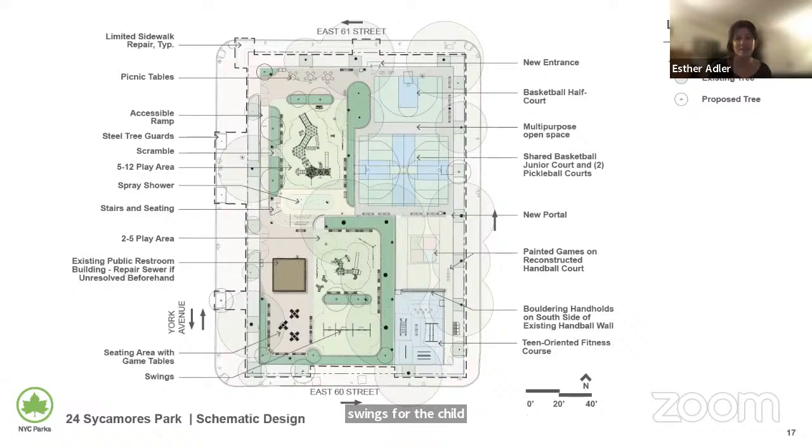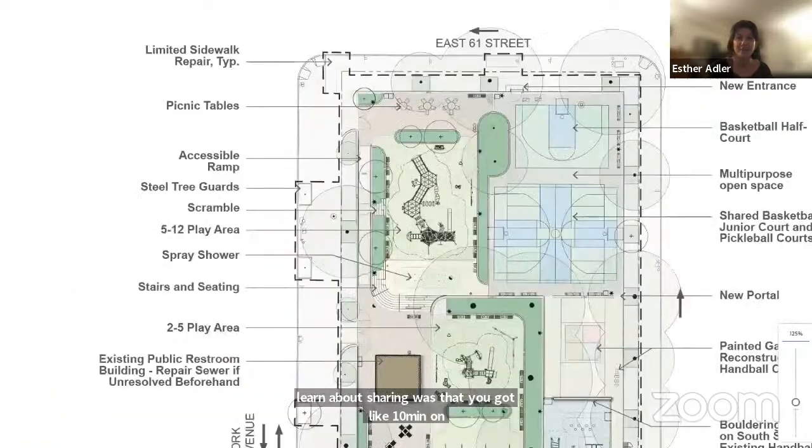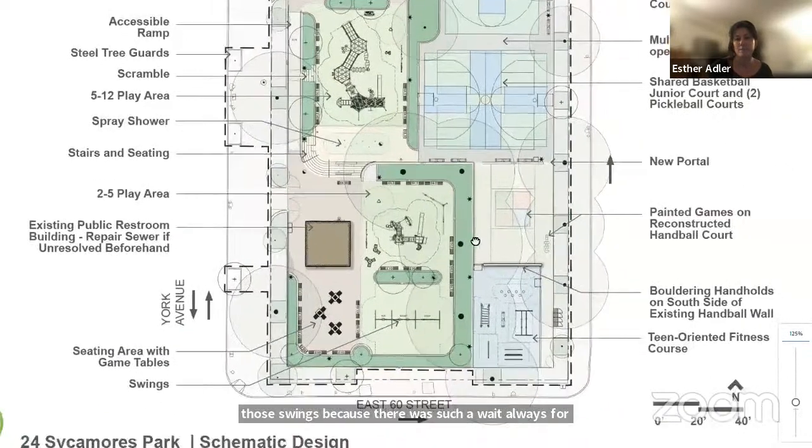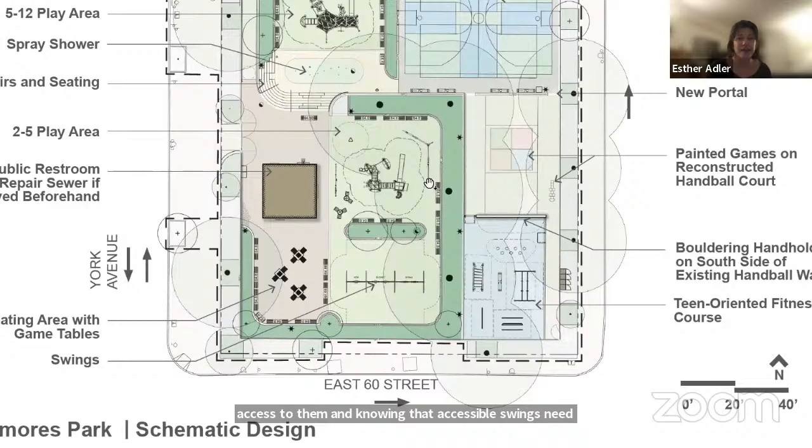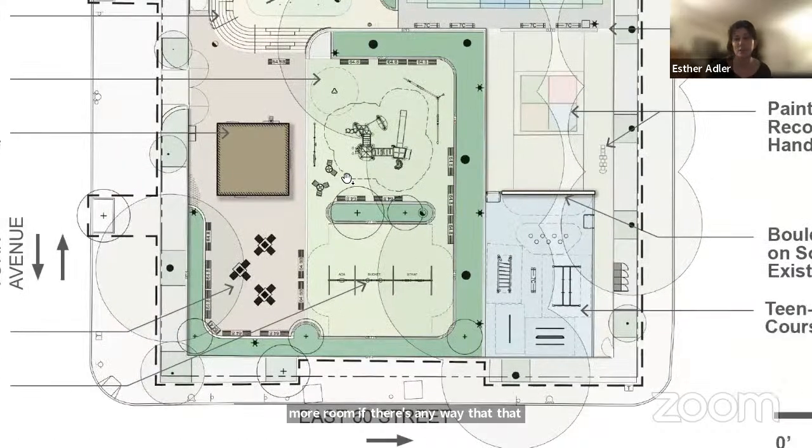child population that uses this park is really not very many. I remember one of the first lessons my kids had to learn about sharing was that you got like 10 minutes on those swings because there was such a wait always for access to them. And knowing that accessible swings need more room, if there's any way that that kind of swing accessibility could be expanded, I think the new play structures look amazing, but swings are always a hit for all age groups. And so if that could be expanded in some way, I think that would be really effective.